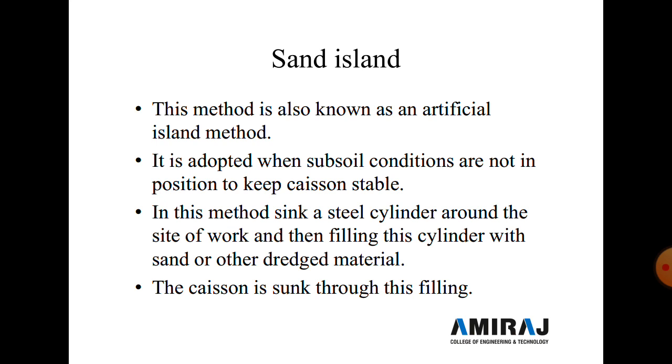The fourth one is the sand island. This method is also known as the artificial island method. It is adopted when the subsoil conditions are not in a position to keep the caisson stable. In this method, a steel cylinder is sunk around the site of the work and then filled with sand and other material. The caisson is sunk through the filling material.